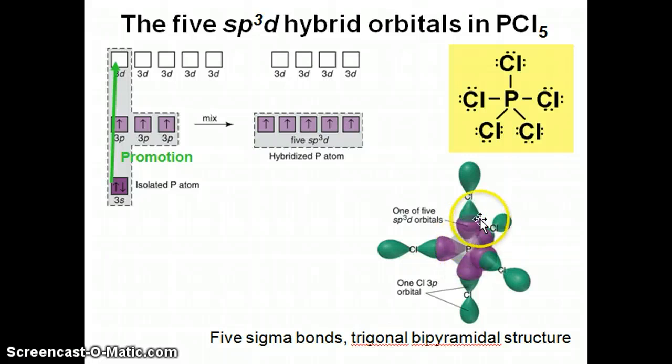So as a result, when we illustrate the bonding of PCl5, we note that each one of them is an overlap between an sp3d orbital and a 3p orbital from chlorine, and there are 5 of these overlaps, so there are 5 sigma bonds. And the structure is trigonal bipyramidal, and you have the bond angles associated with a trigonal bipyramidal structure.